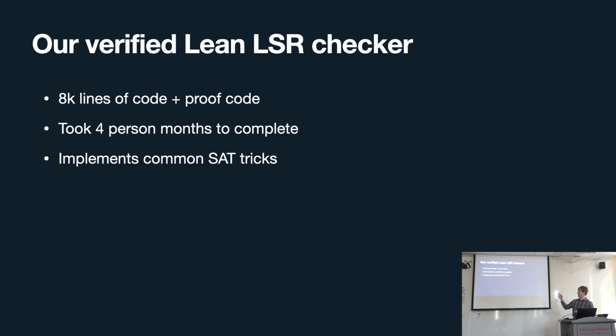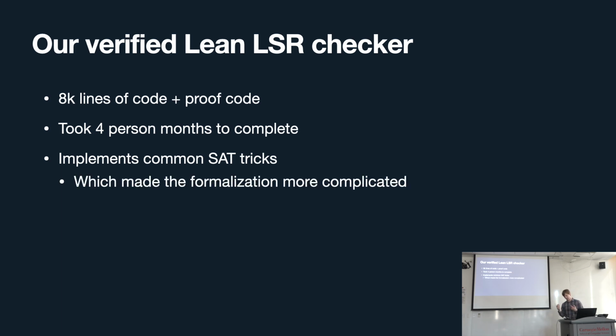Then finally, we implement some common SAT tricks. In particular, we implemented a form of timestamping, whereby when you start recording these unit clauses or unit literals during these redundancy checks, rather than undoing the set of units that you have derived when you're done with a particular check, you can instead increment some global timestamp to clear out those values very quickly. So we implemented this common trick inside of Lean. However, this did make the formalization more complicated, so there was a bit of trade-off here.